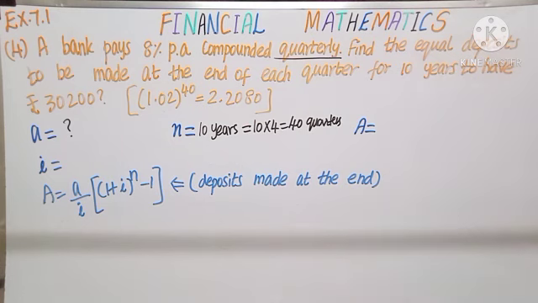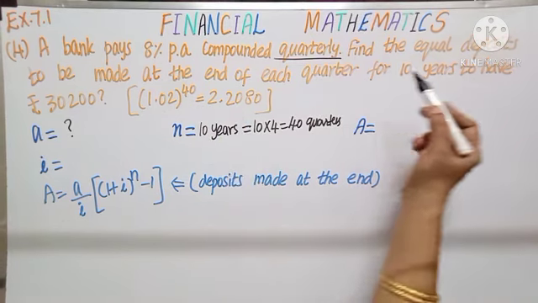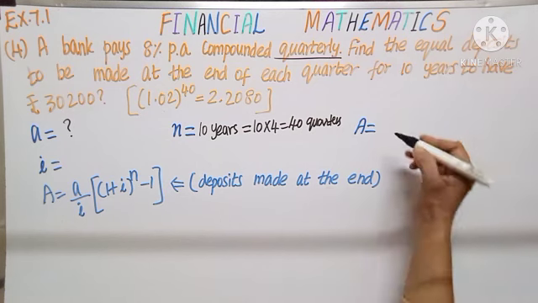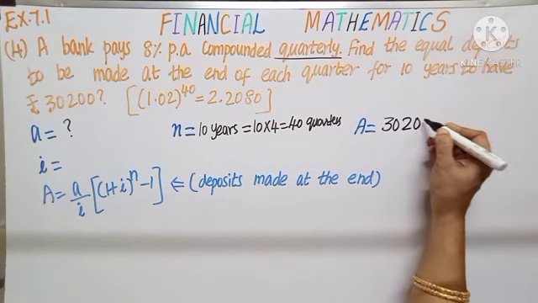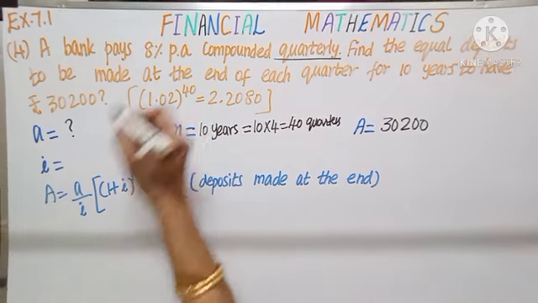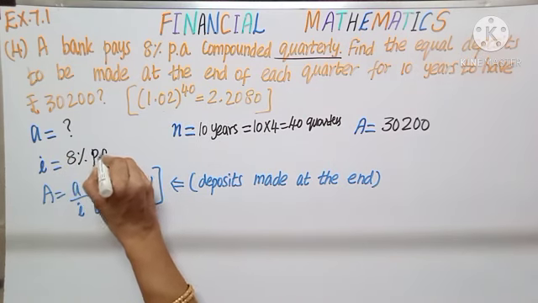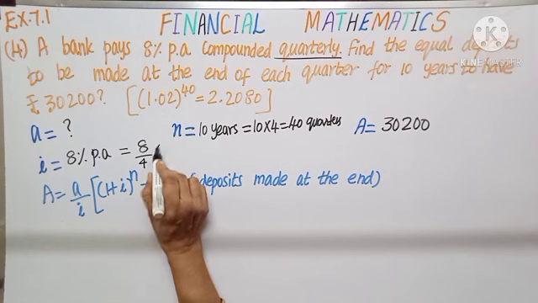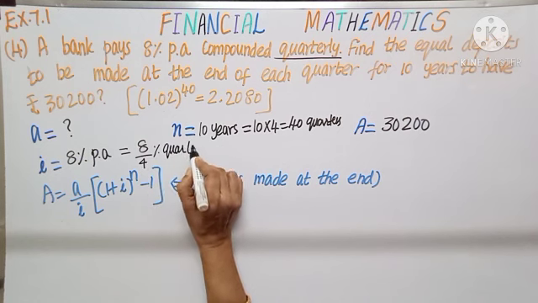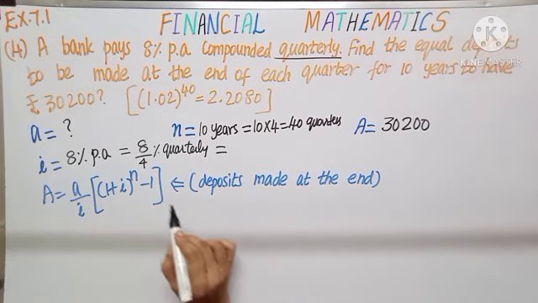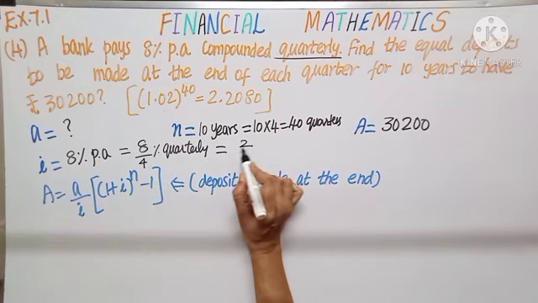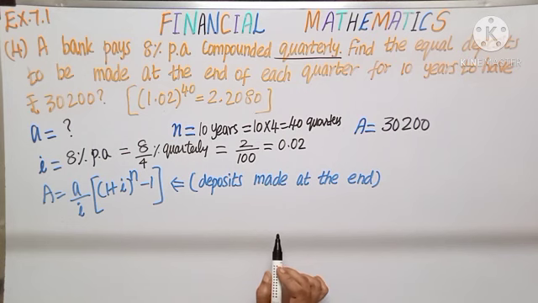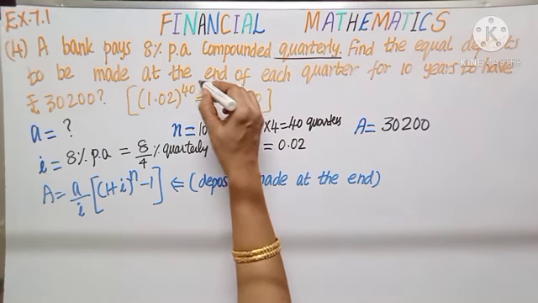What is amount given in the question? We are paying such and such an amount to have 30,200. So amount received is 30,200. What is the percentage given? 8% per annum. Per annum tells me divided by 4 because we are doing quarterly. So in a year there are 4 quarters. So 2% tells me 2 by 100, that is 0.02.